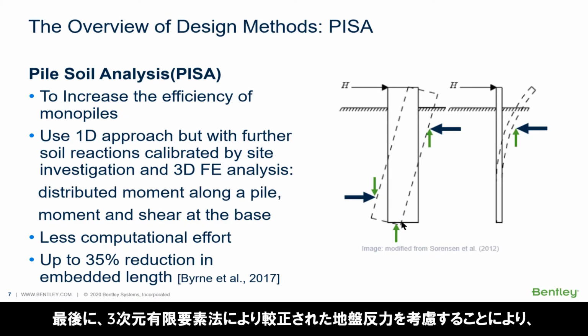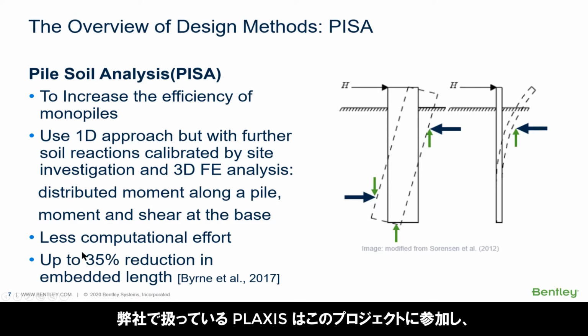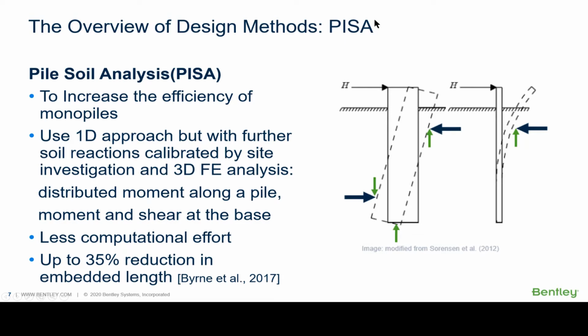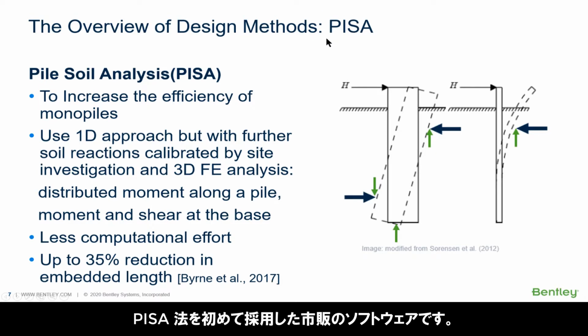At the end, by considering the additional soil resistance calibrated by 3D FE analysis, the length of the monopiles can be reduced by up to 35%. Our software PLAXIS, which will be introduced in a later part of this presentation, joined this PISA project, and PLAXIS MoDeTo is developed based on this approach. This PLAXIS MoDeTo is the first commercial software to accept this PISA approach.